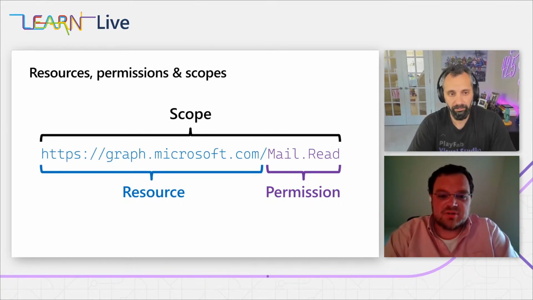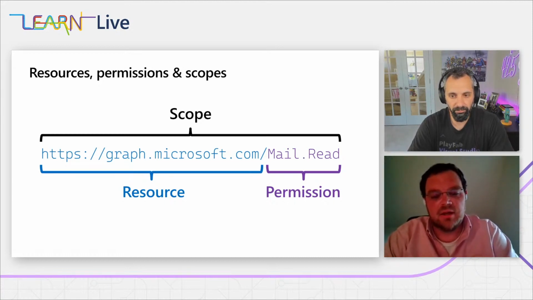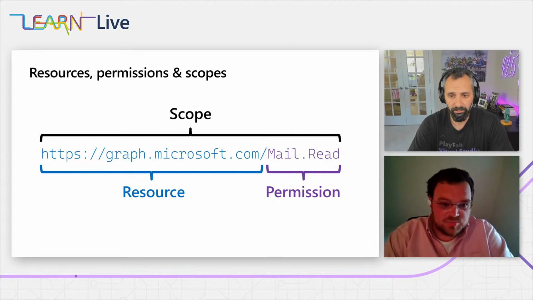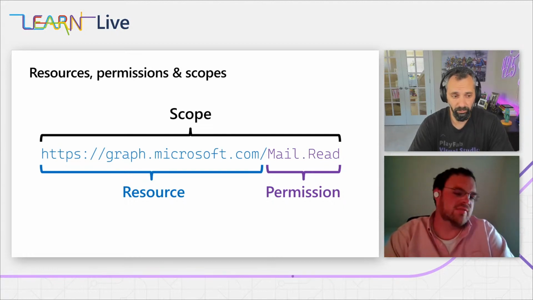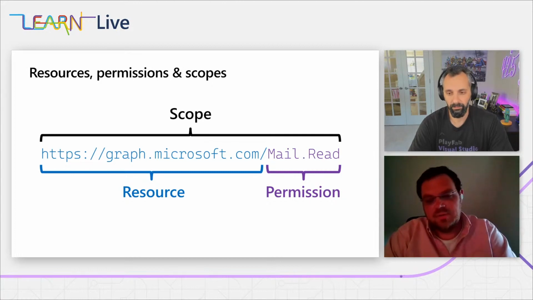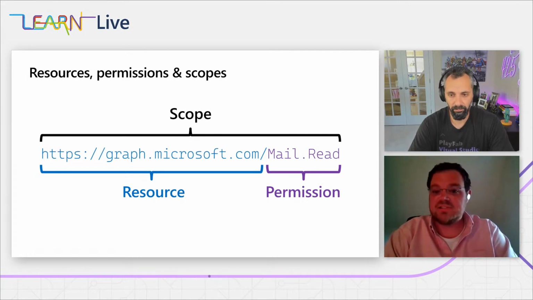So let's deconstruct how our permissions are and get over some of the vocabulary that we're going to be dealing with today. So you may have heard of the term scope. Scope is sort of the name of a fully qualified permission. So me saying I have the https://graph.microsoft.com/mail.read scope means that I can read somebody's mail. So if I've been granted that permission or granted that scope, I can go read somebody's mail.